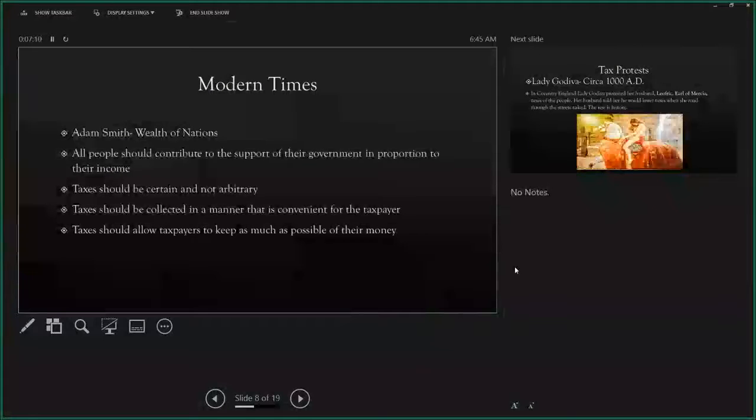And modern times, well, one of the famous people at the beginning of the modern times was Adam Smith. You can think of him as an economist. One of the things he said is that all people should contribute to the support of their government in proportion to their income. In other words, everybody needs to pitch in, based on their income. And taxes should be certain and not arbitrary. Very important, because if they're not certain and people can't plan for them, and they're arbitrary and people don't feel that they're fair, then people are more likely not to pay them or to rebel against them.